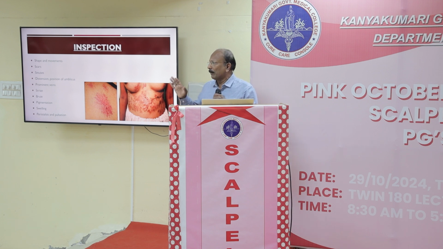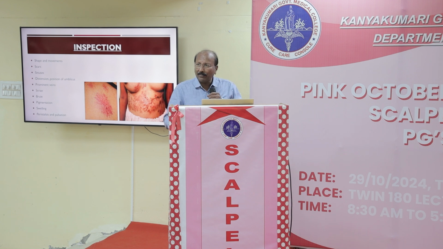So what is the first thing in the abdomen you like to do is the shape of the abdomen. So what is the normal shape of the abdomen? Scaphoid or boat shape. That means there are 3 landmarks in the abdomen. One is the xiphisternum, another is the umbilicus, another is the pubic symphysis. Very good. So these are all the 3 landmarks.